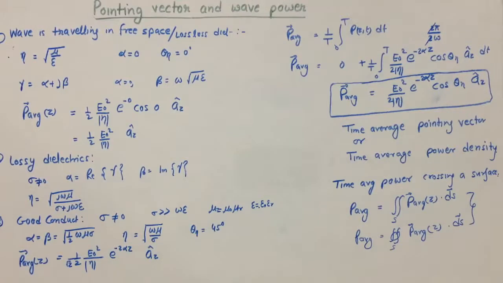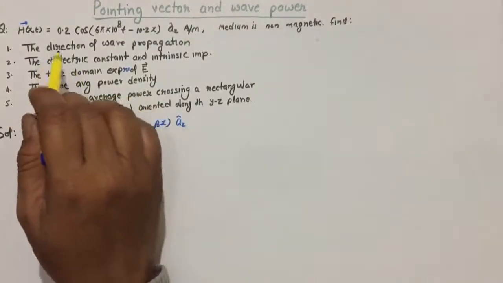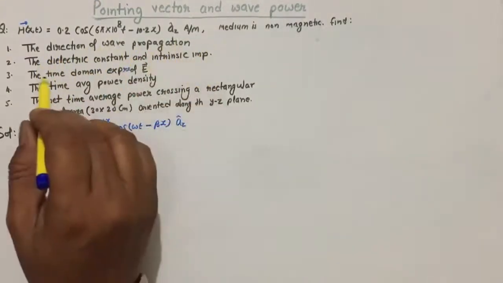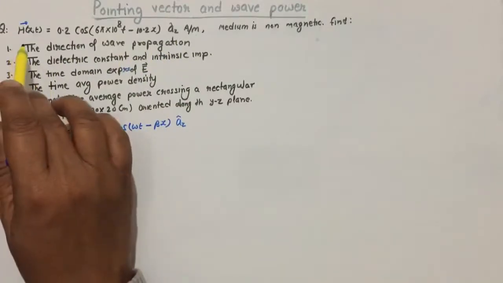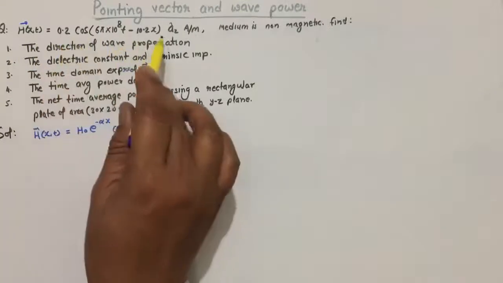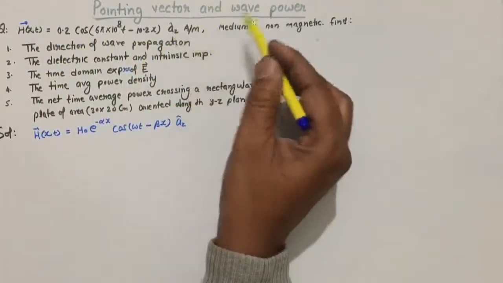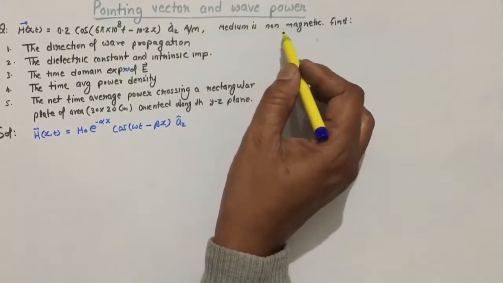Now let us solve some examples based on these concepts which we have discussed in the last 2 lectures. Now let us solve one example based on Poynting vector and wave power. The example is: the magnetic field component of the wave is given as this. The magnetic field component is in the direction of az. Now the medium is non-magnetic.